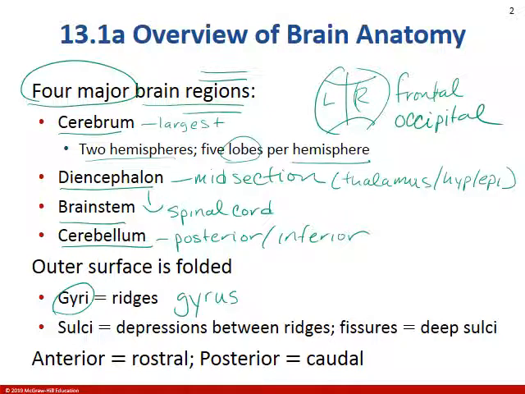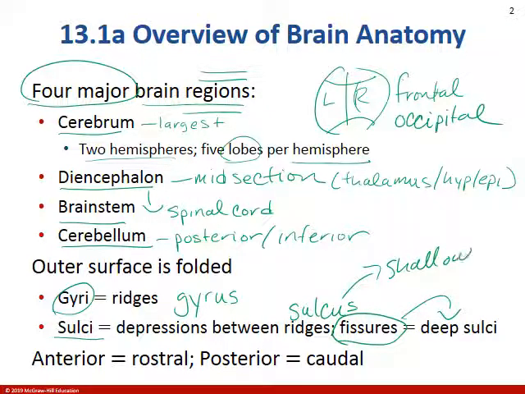We have this term gyri or gyrus. Gyrus is one, gyri is many. And we have sulci, many, or sulcus. And then we have this term fissure. Fissure is deep, sulcus is shallow. So maybe S and S will help you remember that.